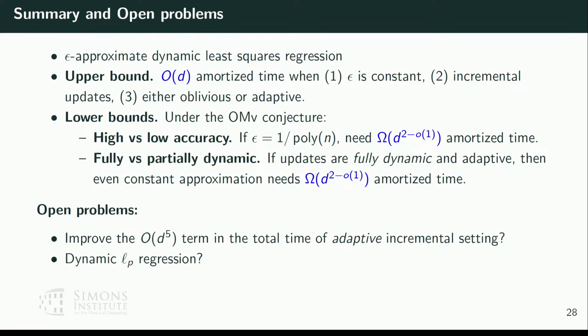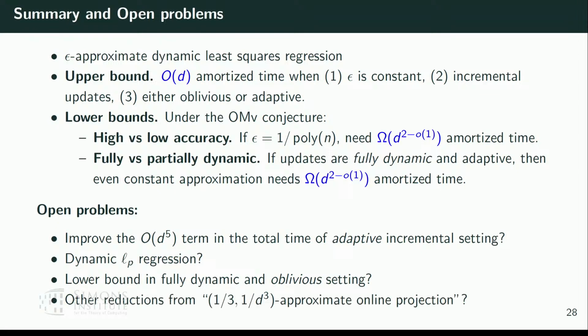The second problem is that all this only works for the simplest L2 regression problem, and I don't know any algorithm that works for the harder Lp regression. And the lower bound right now only works for the fully dynamic and adaptive setting. We don't know anything about the fully dynamic and oblivious setting. And finally, I think this constant relative error online projection oracle lemma could be interesting on its own, and I wonder if there are other reductions that can come from this harder constant approximate hardness. Yeah, that's all. Thank you.